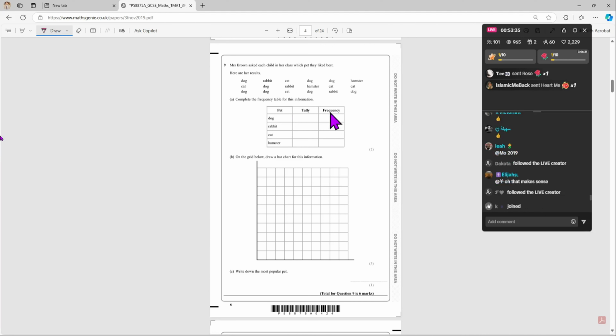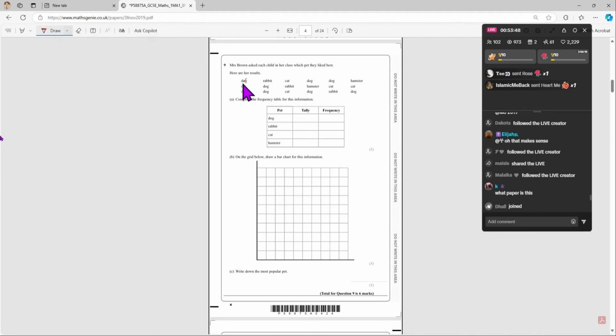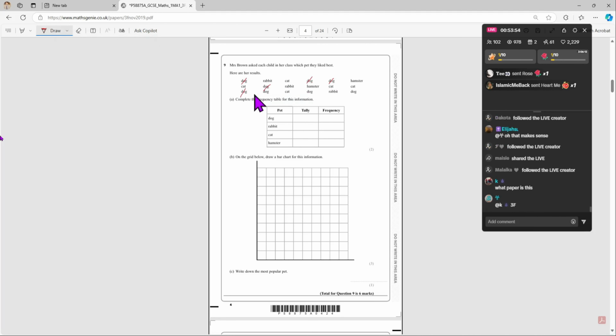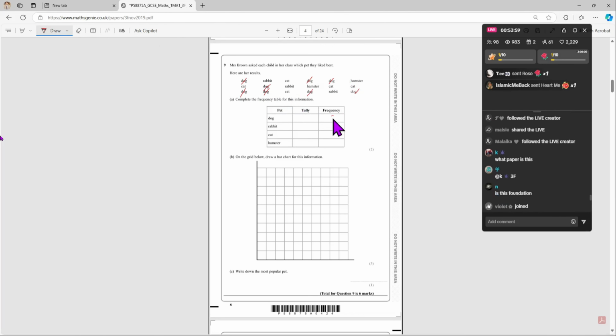So you have a tally, and then we have the frequency, and the frequency is going to be a numerical value. The first thing we're going to do is count how many dogs there are. 1, 2, 3, 4, and then 5, 6, 7, 8. So you're going to put 8 as the frequency, and then you have to draw a tally for 8. That's going to be like this, and 3 like that.